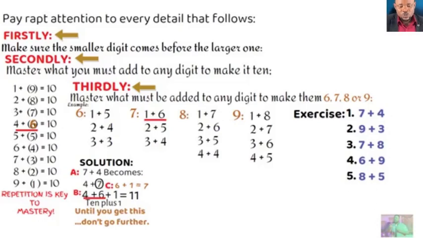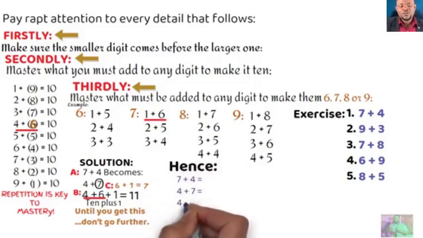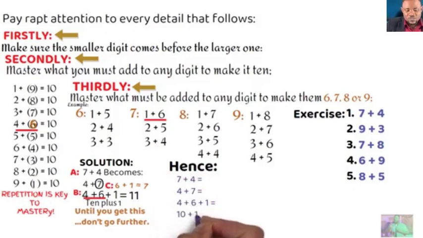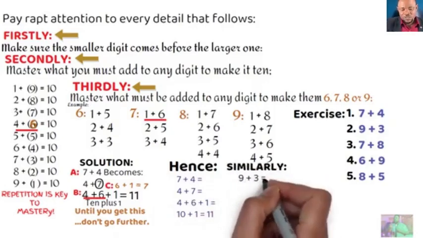Okay. So we're going to do it again. Here's what we just did. You are adding what now? 6 to 4 to make it 10. You're adding 1 to 6 to make it what now? 7. So my answer is going to be what now? 10 plus 1, which is 11. Very easy.